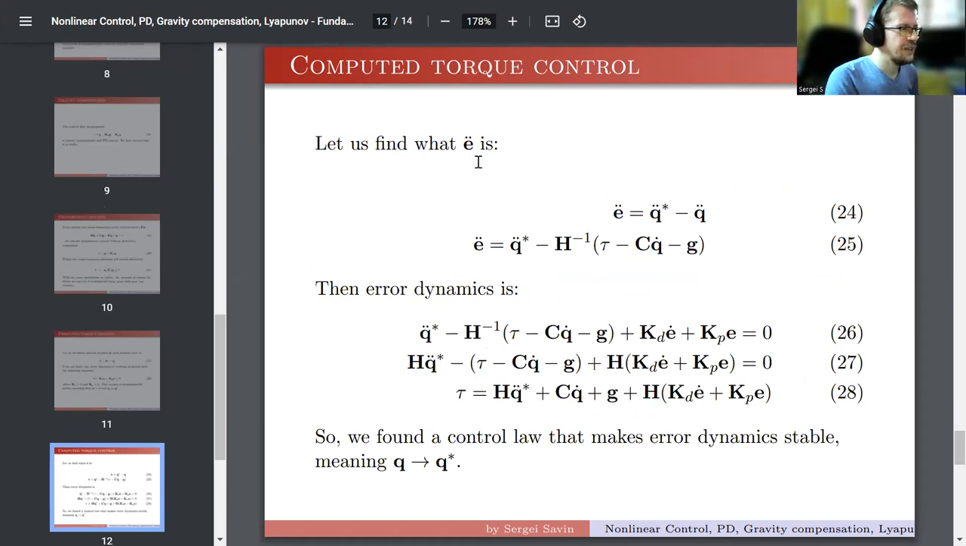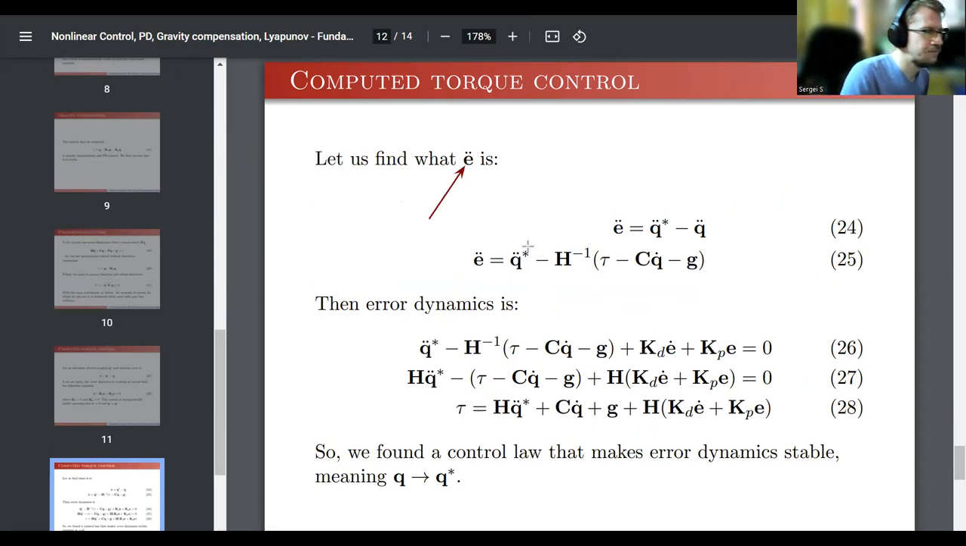So first of all, what is E double dot? E double dot is Q star double dot plus Q double dot. By the way, in this formulation I allow not just stationary points, I allow a whole trajectory, as in the system can evolve along a trajectory, not just go to a stationary point.